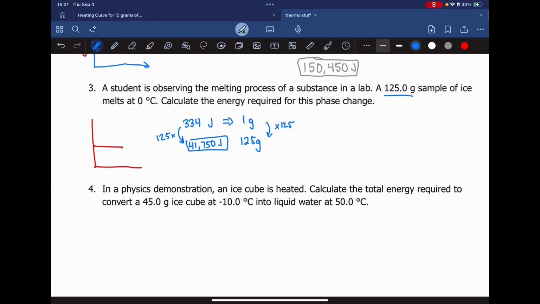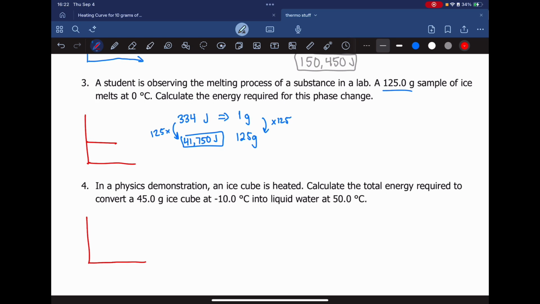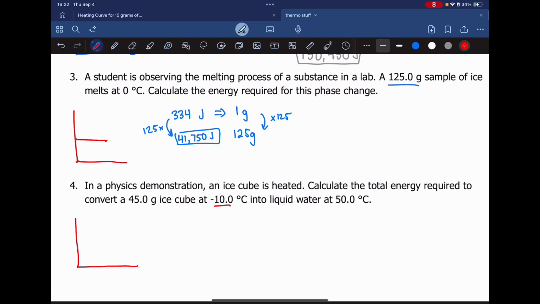All right, number 4. In a physics demonstration, an ice cube is heated. Calculate the total energy required to convert a 45-gram ice cube at -10 into liquid water at 50 degrees Celsius. All right, so heating curve first. I know it's a heating curve because we're melting ice into liquid water. And we're also raising the temperature, right, from -10 up to 50.